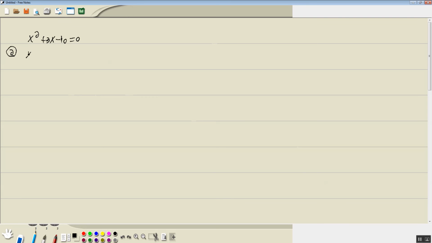Step 2 is to take your constant term, the number, to the right side. So I'll take the negative 10 over, becomes positive 10.